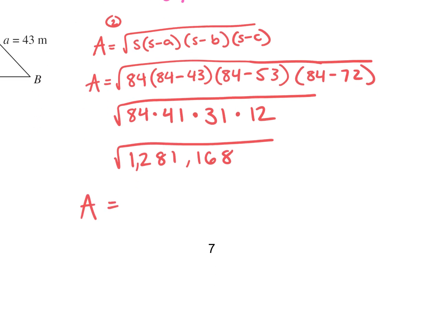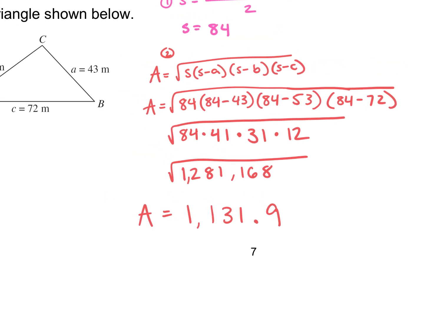So our area is 1,131.88, so I'll just call it 0.9. What unit are we talking about here? Meters squared. Perfect. Since it's area, your unit has to be squared.